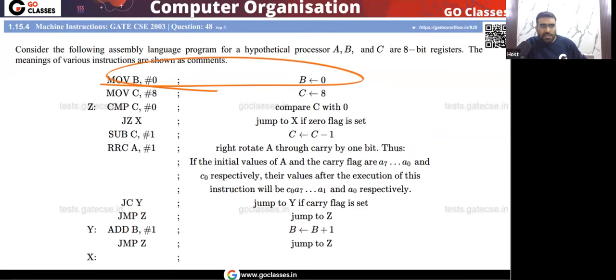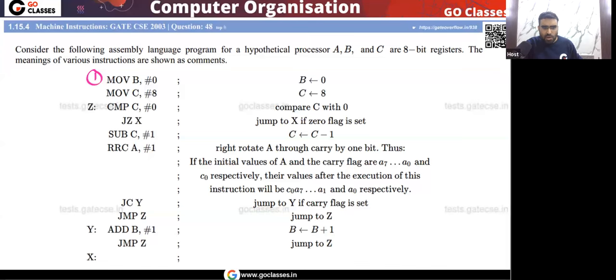The question is saying that initially, this is the first instruction, right? So tell me what this first instruction is going to do. This move instruction will put the value 0 in the register B. Yes or no? Very simple. You tell me one thing, can the move instruction affect the flags? Can it affect the zero flag, carry flag, all the status flags that you have, sign flag, parity flag, auxiliary carry flag, or the overflow flag? You can see these instructions do not affect the flags, as you already know.